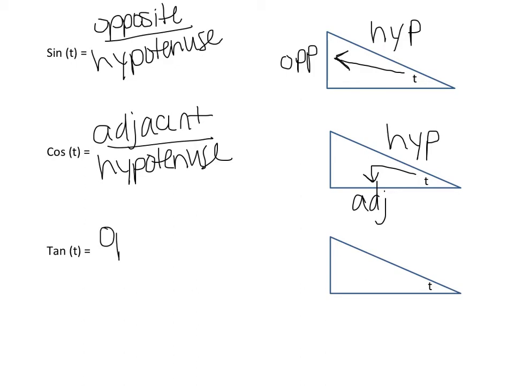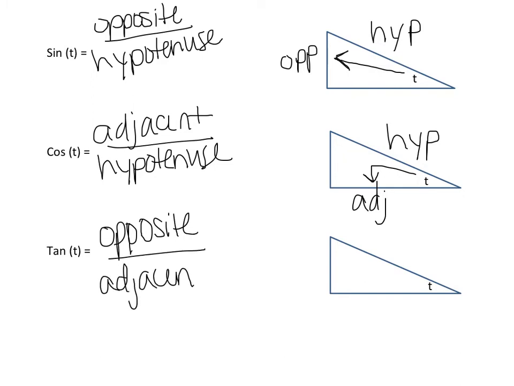Hypotenuse stayed in the same place. Tangent is opposite over adjacent. Opposite would be straight across from T. Adjacent would be next to, not the hypotenuse. Tangent doesn't have anything to do with the hypotenuse.